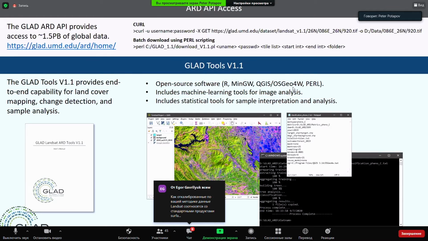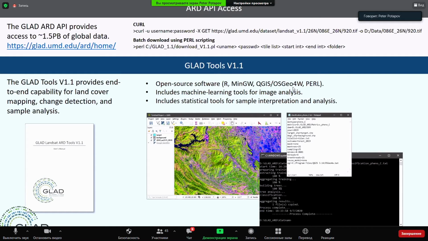And the most interesting bit, all generated data, the pre-processed Landsat data is, like I said, in the public domain. We have a very simple API. You have to register on the website, get an account and a password, which will never expire. And then using very simple commands in Carol or G4W, Perl, you can download any part of the data for any part of the world for any time period that we make available.